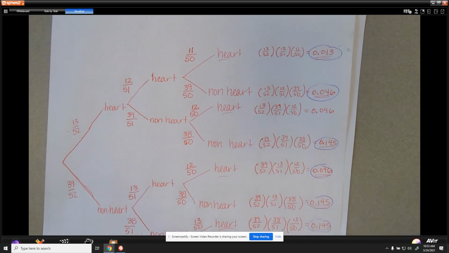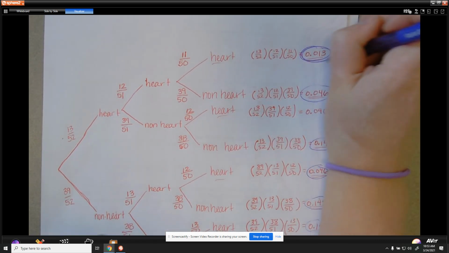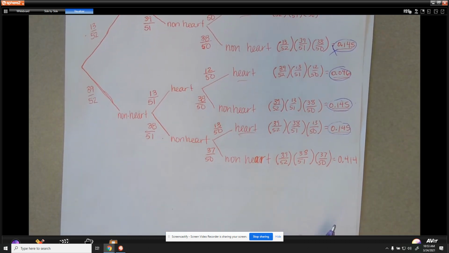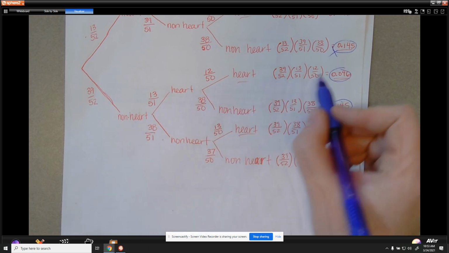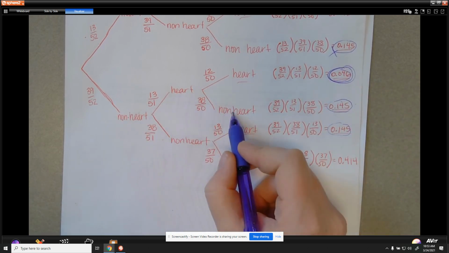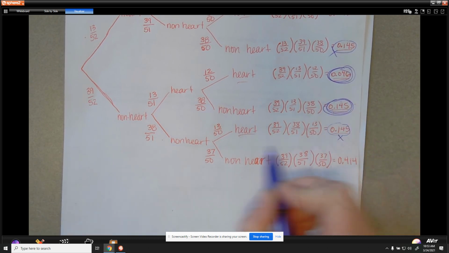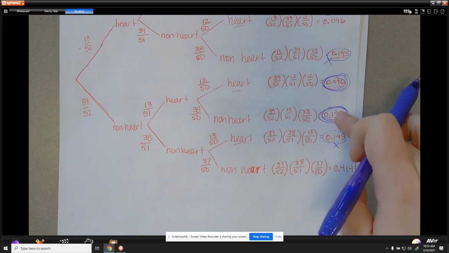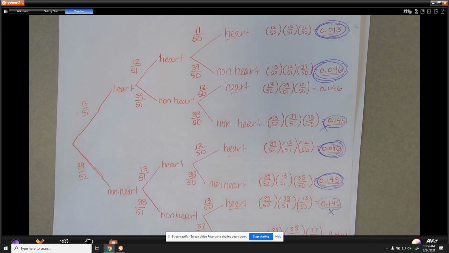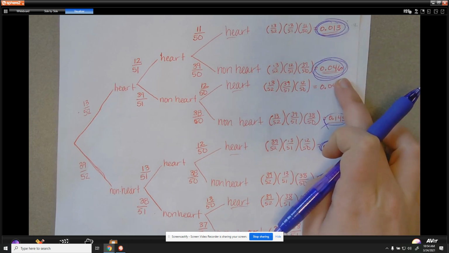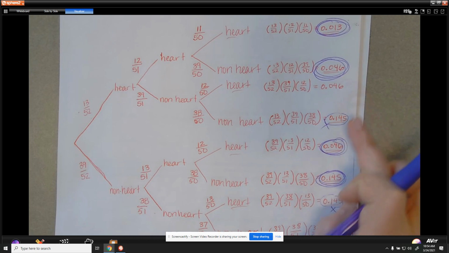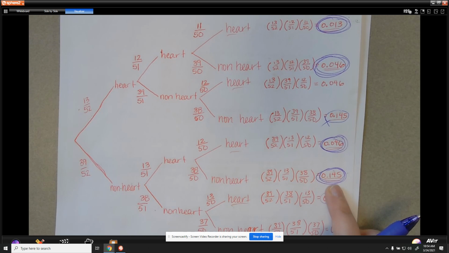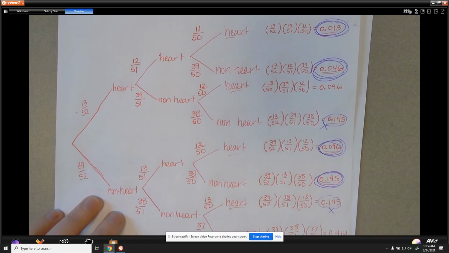So hold on, I'm going to use more than one circle. So second card heart here and here. Okay, then not this guy. No. Then we've got non-heart, heart, heart. Okay, that one works. Non-heart, heart, non-heart. That one works, but these do not because that second card is a non-heart. So I'm going to add these 1, 2, 3, 4 together. I've got 0.013 plus 0.046 plus 0.046 plus 0.145. So about 25%.